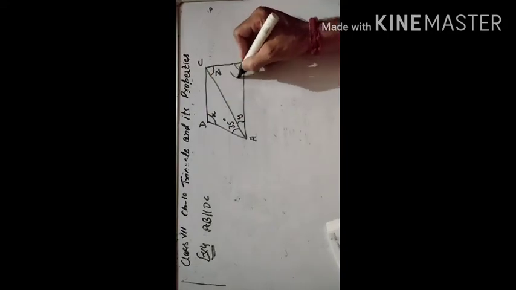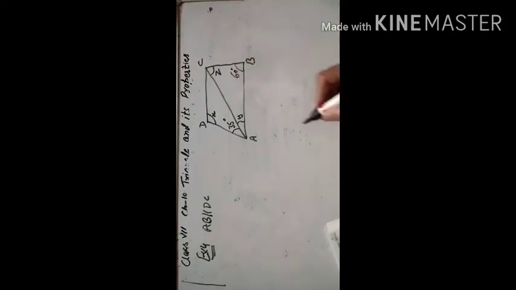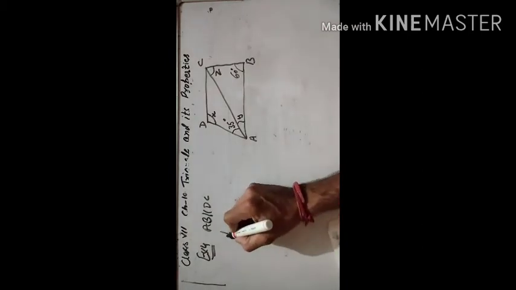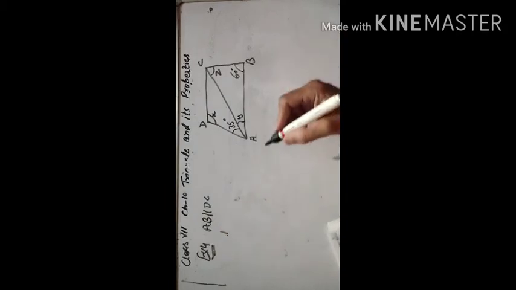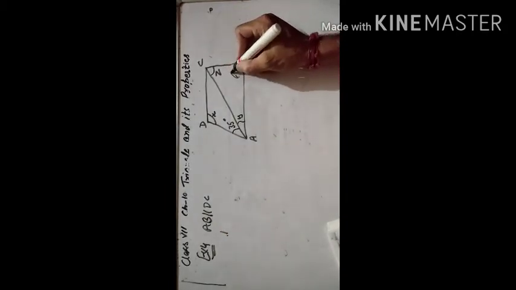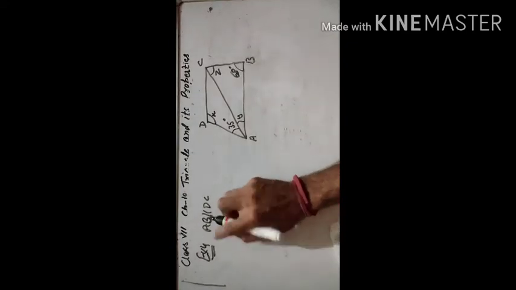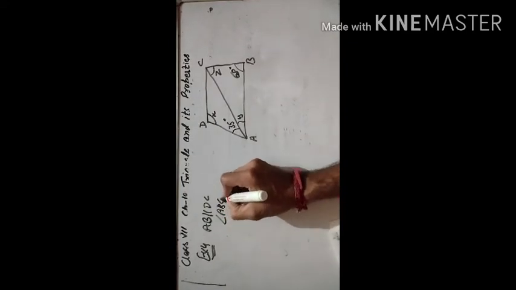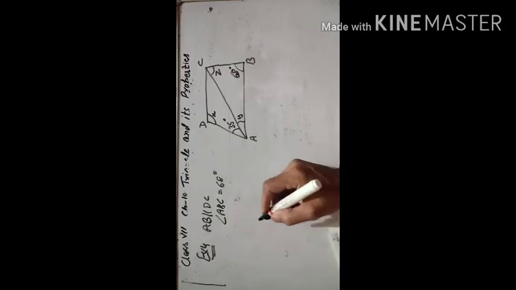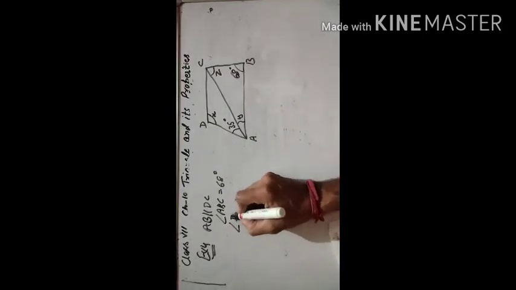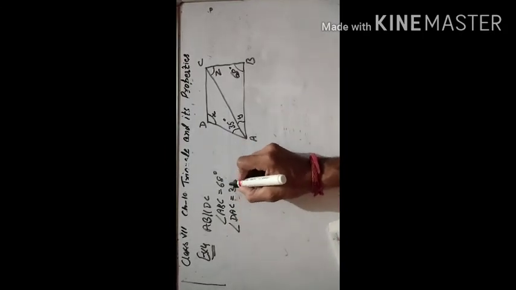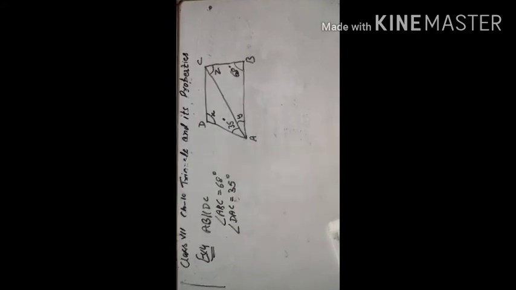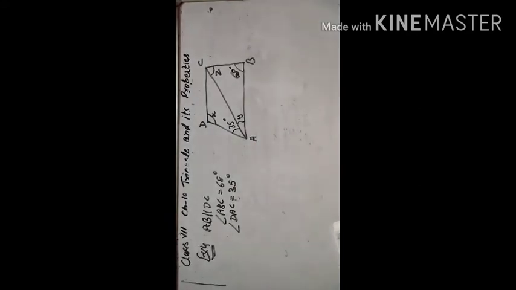This is 60 degrees. This is y. Now it is given AB is parallel to DC. Angle ABC is equal to 68 degrees, it is given. Angle DAC is equal to 35 degrees. Now find the values of x, y, z.